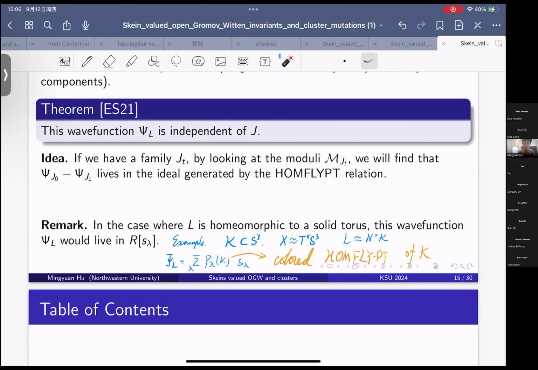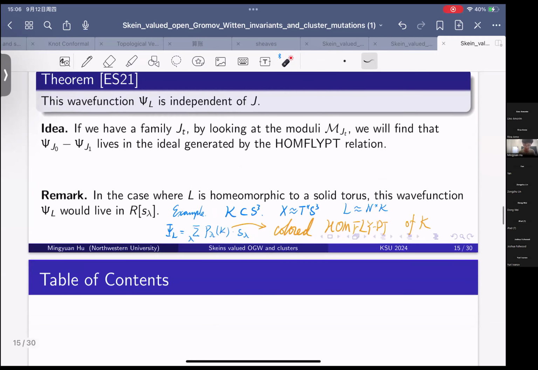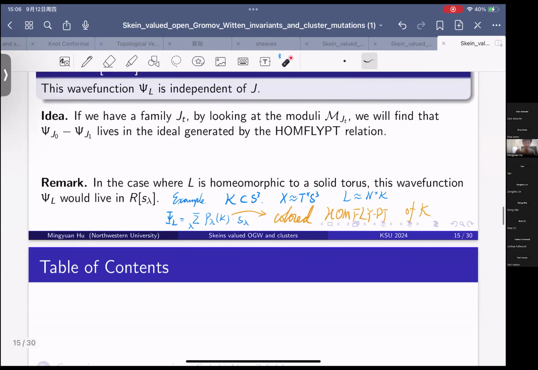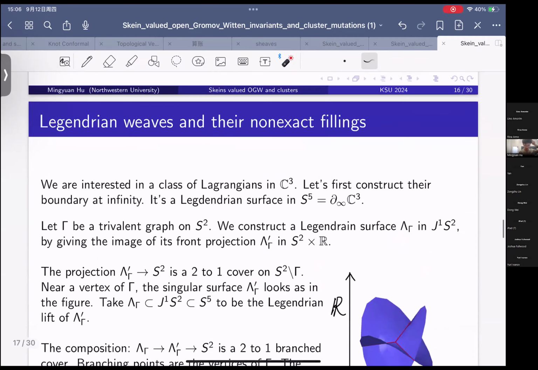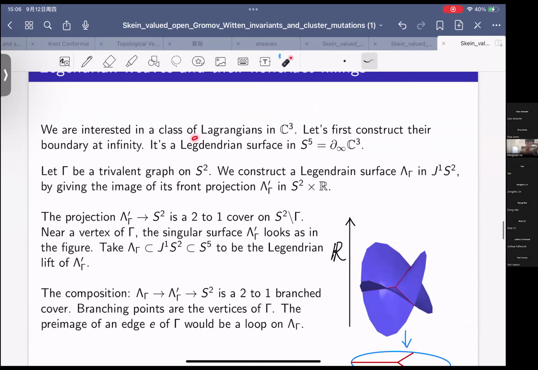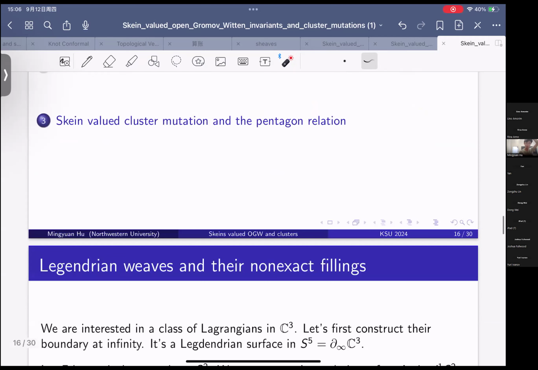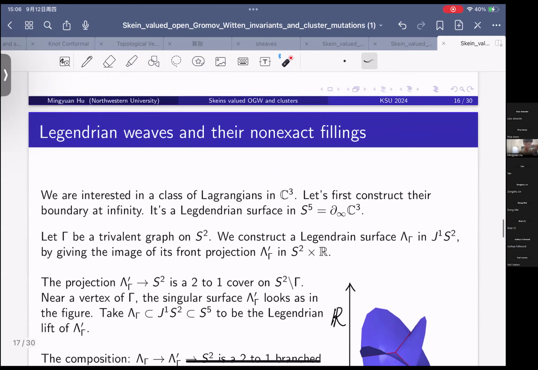This is the Aganagic-Vafa story. But the original large N duality is derived from physics, right? Because this side is Chern-Simons and the open Gromov-Witten is like some open string theory, but this is a mathematical proof of large N duality. And now we are interested in some Lagrangian. We are going to actually compute this wave function.